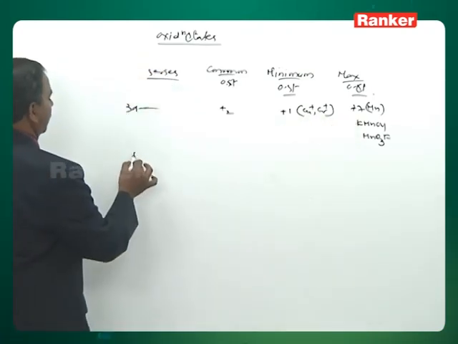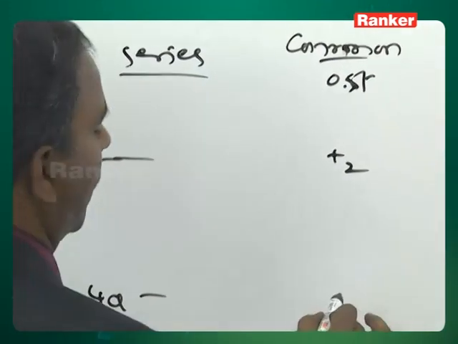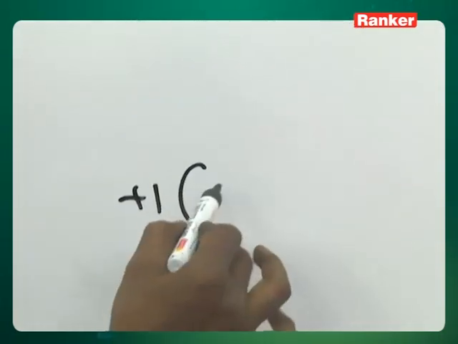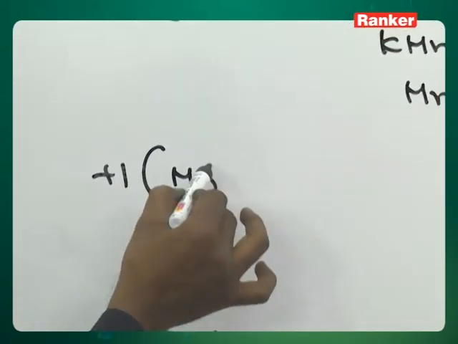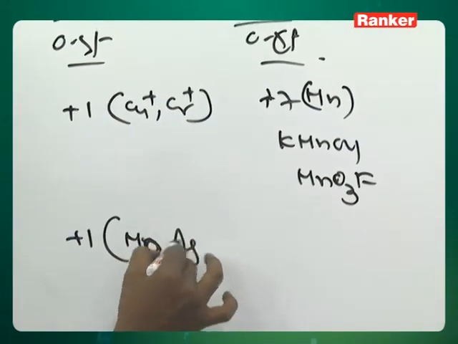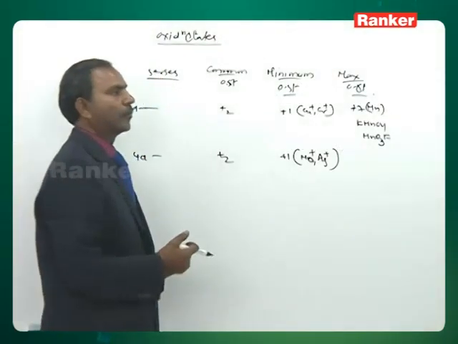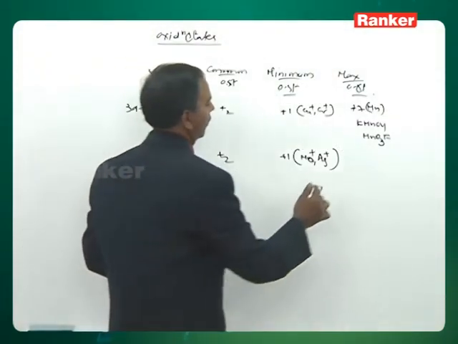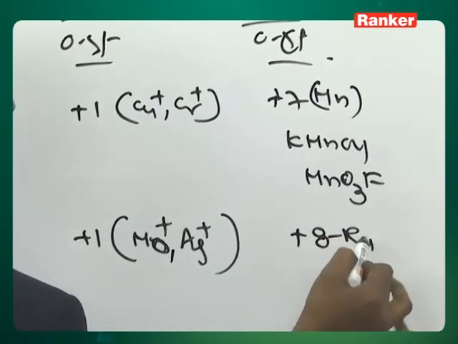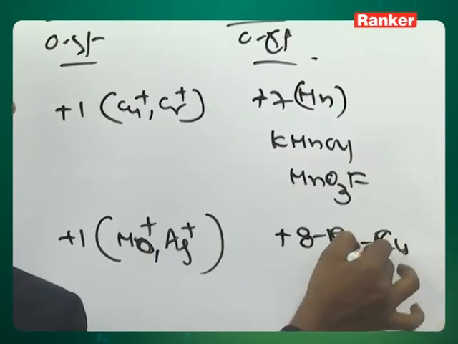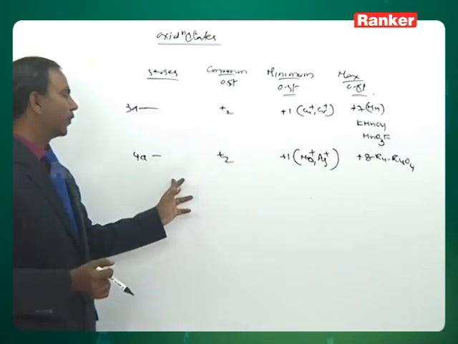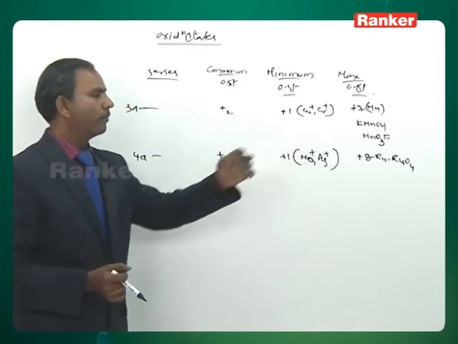Coming to the 4D series, the common oxidation state is again +2 and the minimum oxidation state exhibited is +1. +1 is exhibited by molybdenum, and again silver also exhibits +1. So minimum +1 is molybdenum and silver, and maximum oxidation state is +8. This is generally exhibited by ruthenium in ruthenium tetroxide. Ruthenium is exhibiting +8. Again in 4D: common, minimum and maximum.